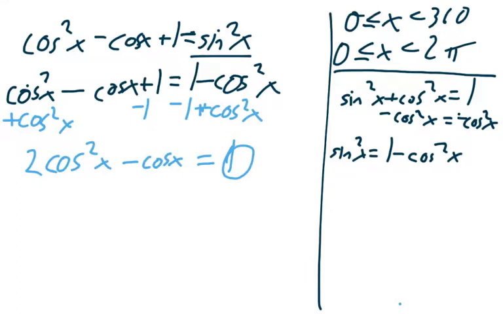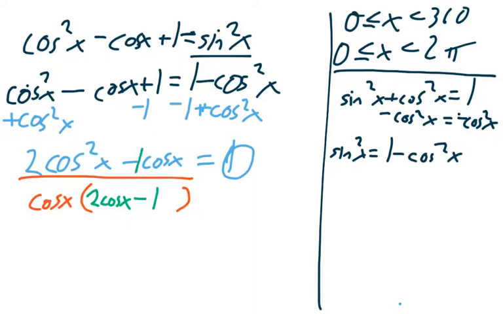Now when we come back over here, this side I'm going to try to factor. When I factor, they both have a common cosine. When I take out the cosine, we have a 2 cosine x minus 1 left inside, because that's really 1 cosine x. So we have cosine x equals 0, and we have 2 cosine x minus 1 equals 0.